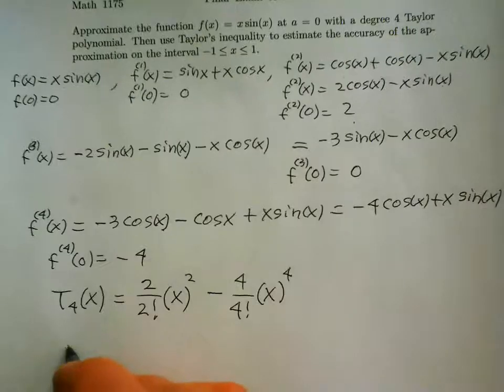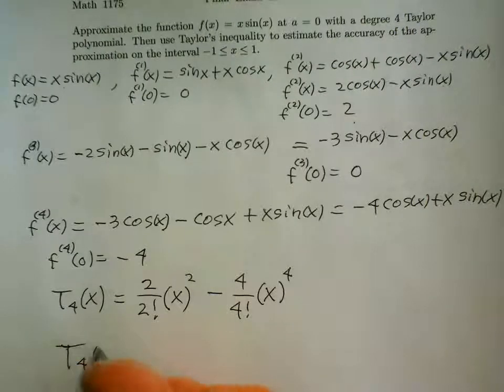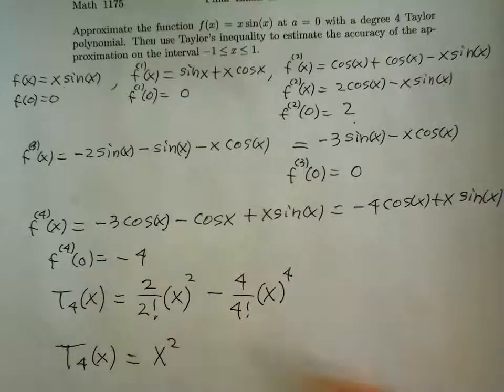And so the degree 4 Taylor polynomial is x squared minus 1/6 x to the fourth.